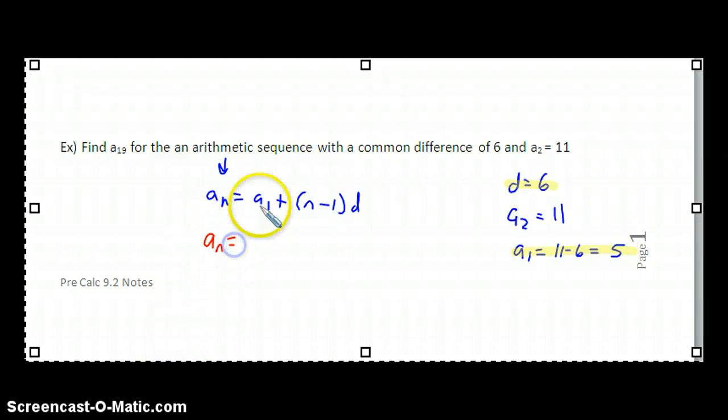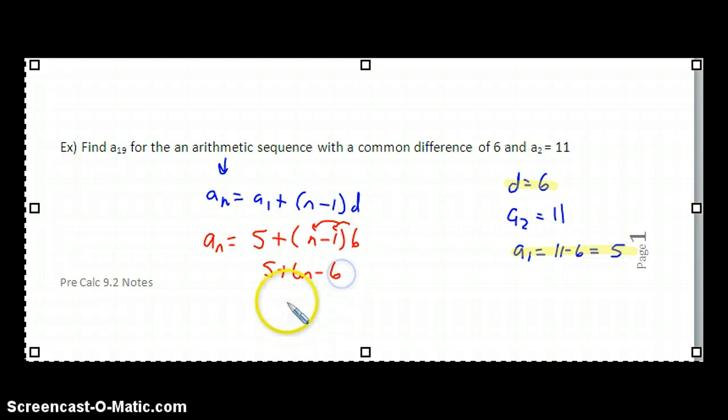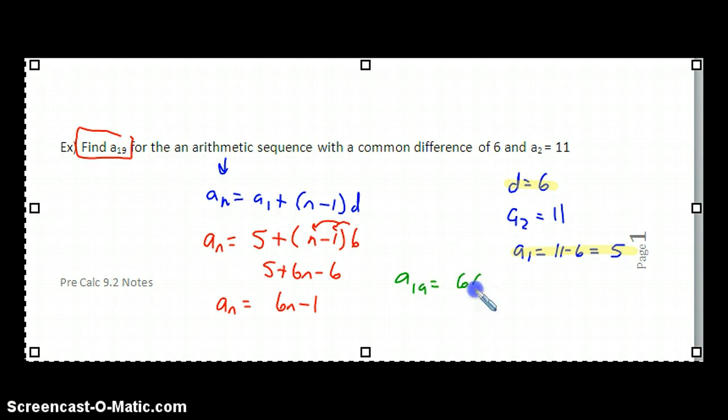A sub n equals the first term 5 plus n minus 1 times the common difference. Let's multiply this in. 5 plus 6n minus 6. So it looks like 6n minus 1 would be the formula for it. That doesn't answer my question, because the question says find the 19th term. So the 19th term can be found by doing 6 times 19 minus 1. And that's going to give me 113.